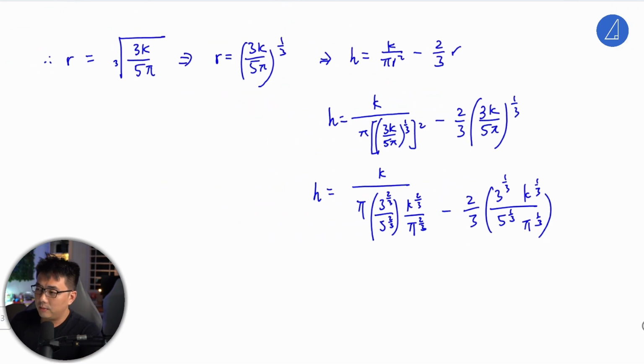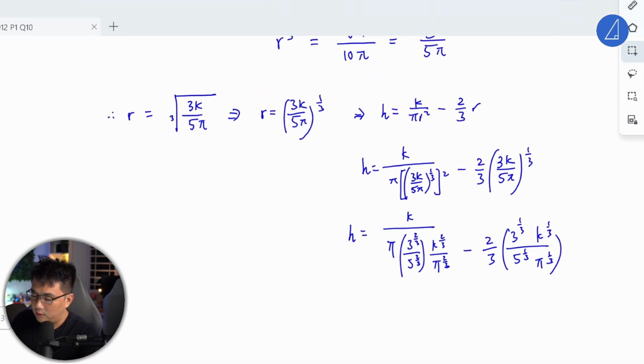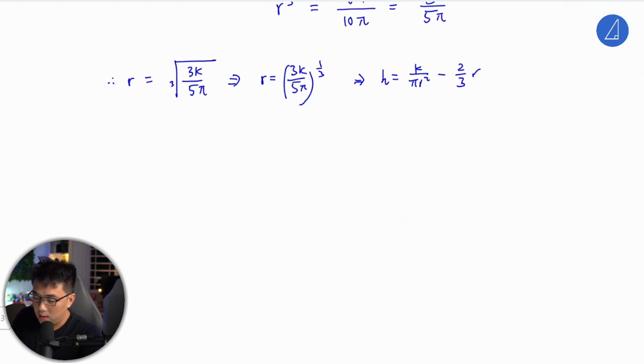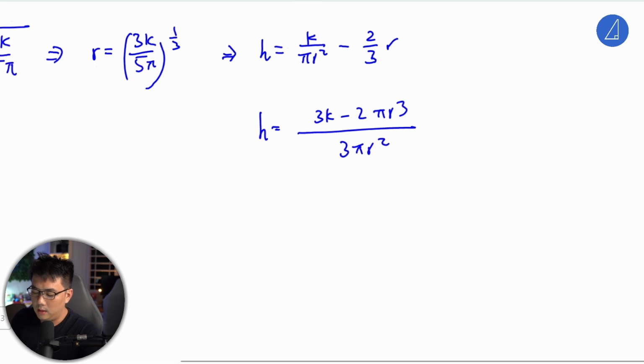I think this becomes quite complicated. So I'm going to just make this a single fraction. I think that will be much easier. So let's try this. h will be, this will be h equals to k minus 2 pi r cubed over 3 pi r square. This is much easier, I think.